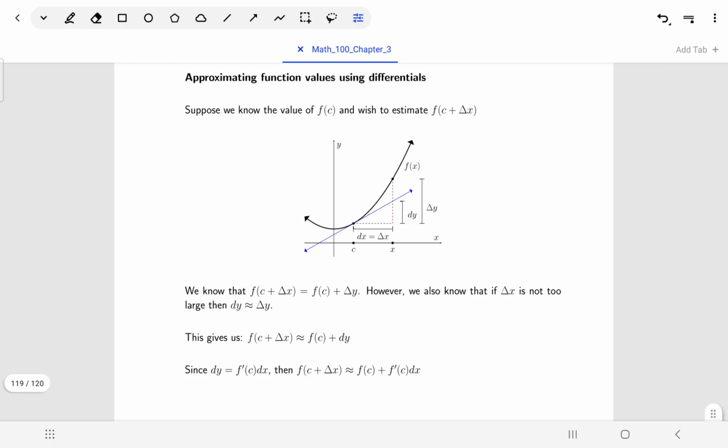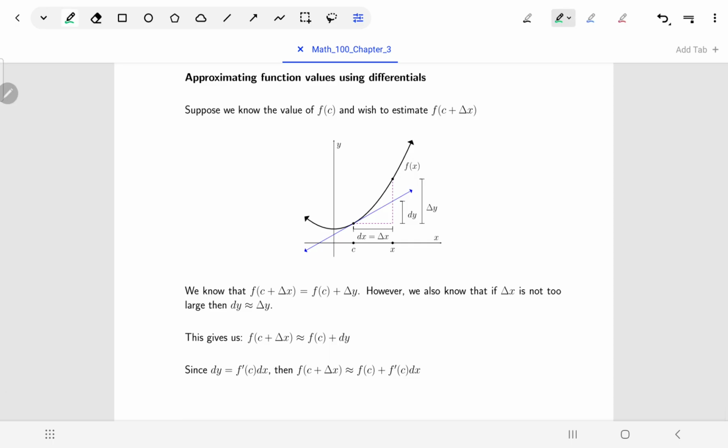And again, using that whole idea of dy and delta y being close to each other. If I wanted to find out what is the new y value on my curve, I could do that by taking my original y value and adding on delta y. But if I wanted to do an approximation, I could take my original y value and add on dy instead. And if dy is close enough to delta y, then the y value I get should be relatively close.